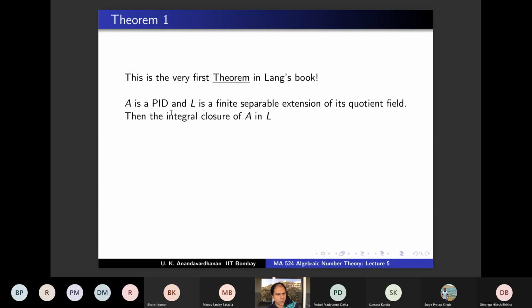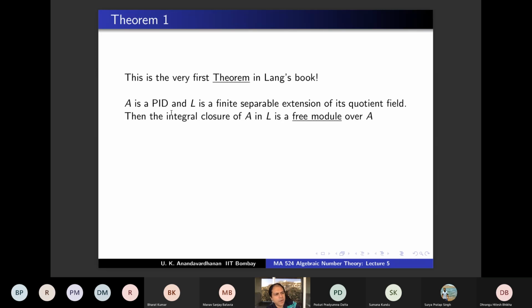Therefore, from what we have proved, what do we know? We know that the integral closure of A in L is finitely generated as an A module. Therefore, can you conclude something because it's a PID? It's free. It will be free plus a torsion part, but there's no torsion because these are integral elements, so you can easily check that. So it's a free module over A.